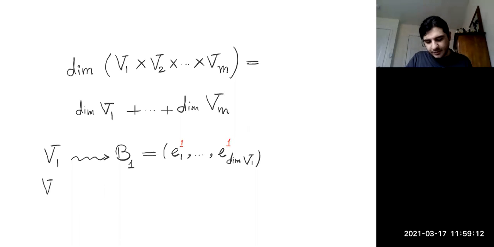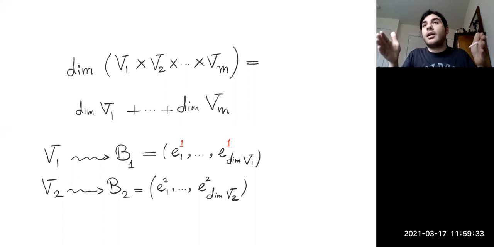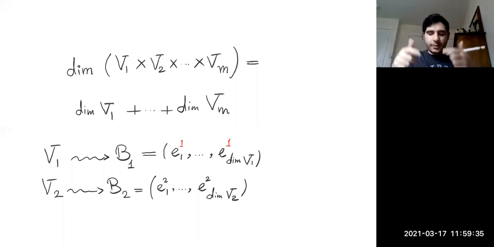And then we can look at V2. We have a basis for that. Let's show that with B2. And the basis there would be some other vectors, which start from E1 and continue until E dimension of V2. Again, I use the number 2 to specify this. These are a basis for V2, okay?